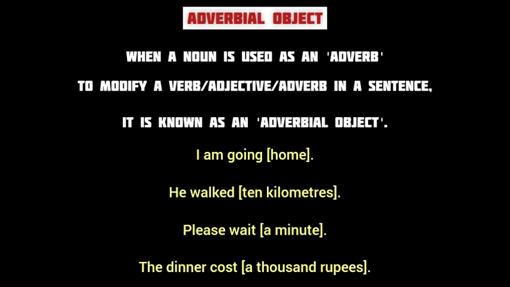In the second sentence, he walked 10 kilometers. Kilometers is a noun which is modifying the verb walked by showing the distance of walking. Hence, it is the adverbial object of the verb walked. In the third sentence, a minute is a noun which is the adverbial object of the verb wait because it is modifying the verb wait by indicating the duration of the action of waiting. And in the last sentence, the noun phrase 1,000 rupees is the adverbial object of the verb cost.